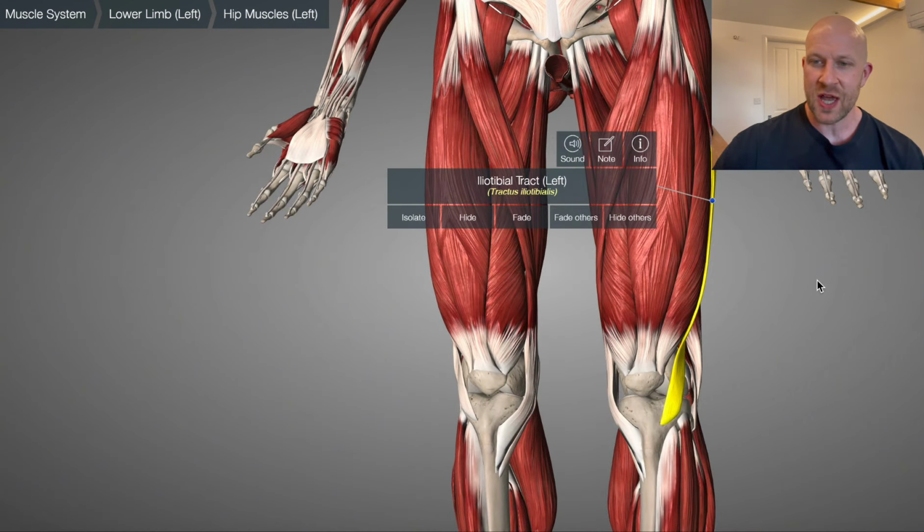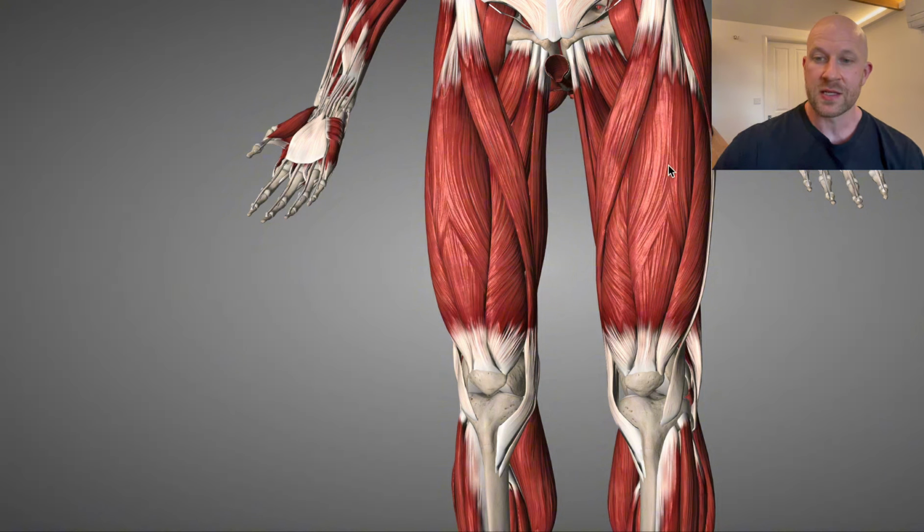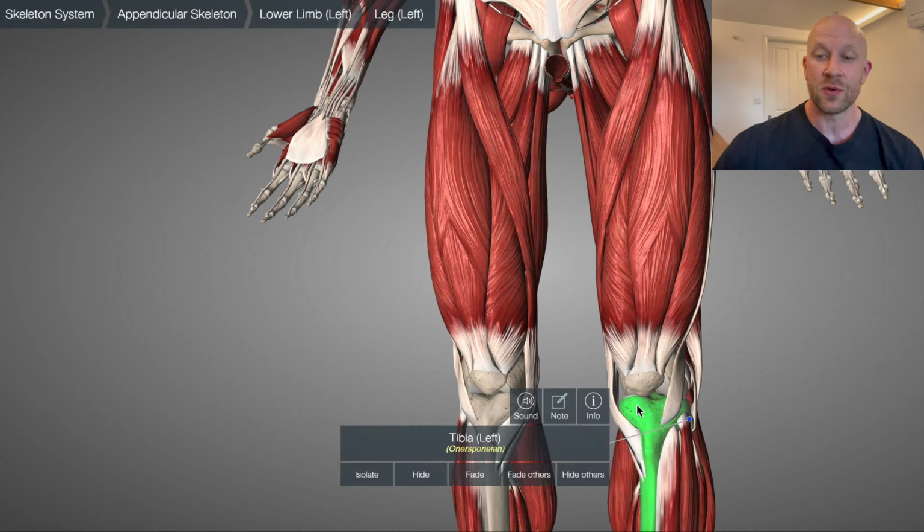Quadriceps, as you'll see, they share an insertion point, all 4 of them, into the quadriceps tendon, over the patella, into the patella tendon, or patella ligament as some people know it, and into the tibial tuberosity.